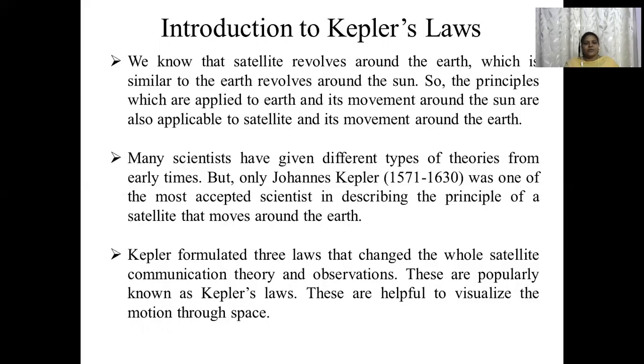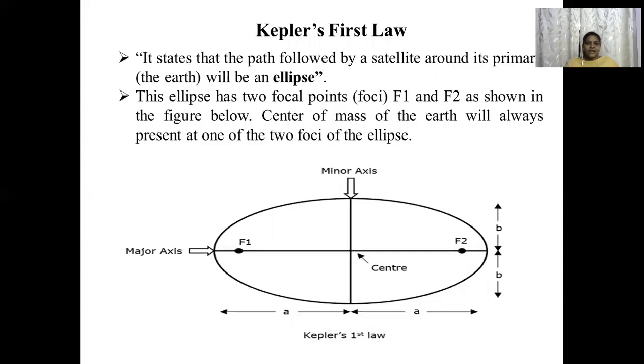These are popularly known as Kepler's laws, and these are helpful to visualize the motion through space. So three laws are given by Kepler. Kepler's first law: what does it state? It states that the path followed by the satellite around its primary, here the primary object is Earth, will be an ellipse. So he concluded that the path followed by the satellite around the Earth is an ellipse. It is in elliptical shape.